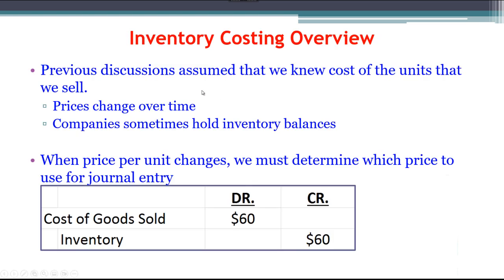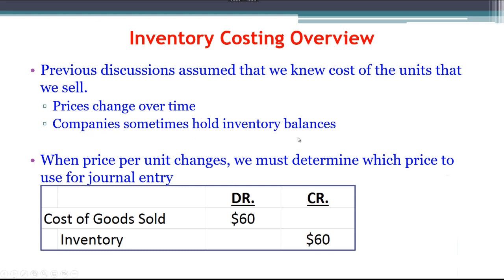Now let's continue on to talk about where those costs come from. In the previous slides, we just assumed that, hey, we knew what the cost of the units were. The problem is prices change over time, and even though we're selling the same units, the underlying cost, and for that matter the price, may be different in later sales. We sell some January 1st, we sell a few more January 15th. They may have had different costs, even though it's the same unit.